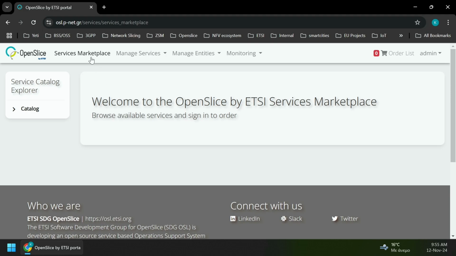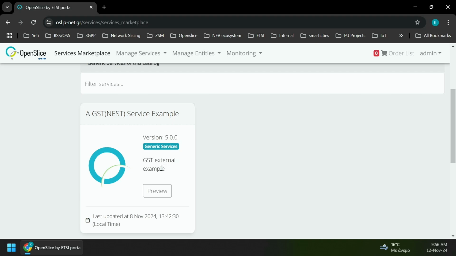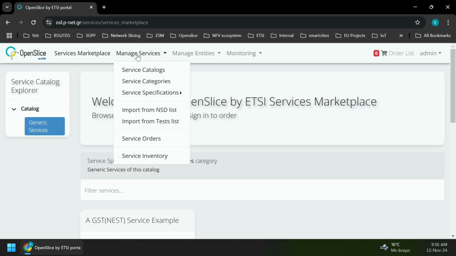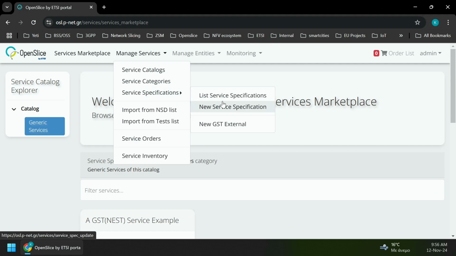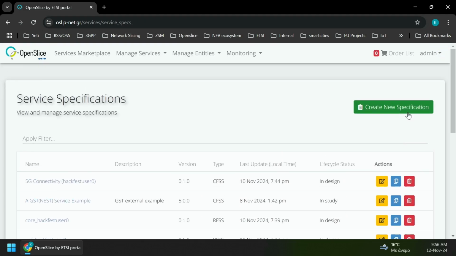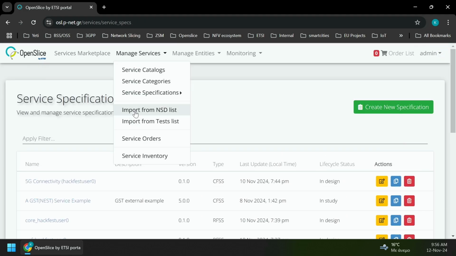So the services portal comprises a service marketplace. It has a catalog with specific services that someone can order. The administrator, because this is an administrative view, can create service specifications, list or create, as you can see. It can import specific TMF-like specifications from the NFV world, the ones that are available in the NFV portal, and also from the test world, which is also under the model of TMF.